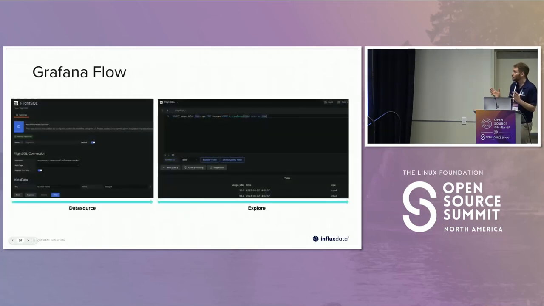So if you're not familiar with Grafana, the flow works as so. Essentially, what you do is you define a data source. In this case, we're using the Flight SQL plugin. We basically specify our InfluxDB endpoint. We specify a token, which is our security interface with InfluxDB. And then we supply some metadata. The metadata here is the bucket name.